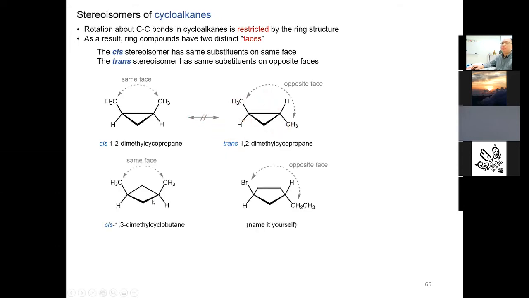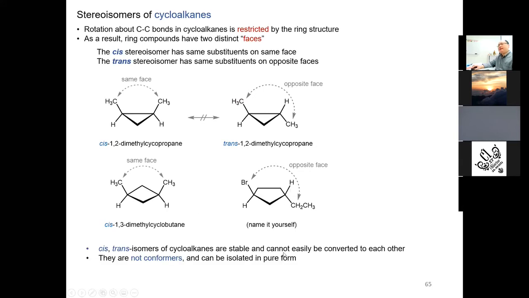And for the 4-member ring, it's the same. If I have 1,3-dimethyl substituents on the same face, then it's called cis. And for example, this bromide and this acyl group on the opposite face, we call it trans. But this is actually a pretty good exercise to name the compounds, because it has a cyclic structure in it, and it has hydro atoms. So practice on your own, okay?